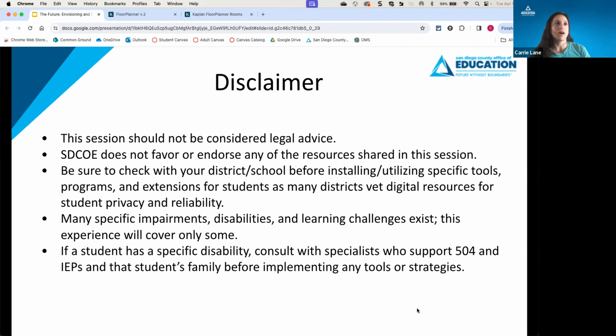And I always like to leave up this disclaimer, and this session won't apply as much, but what we share today and think about is not legal advice. And if we share any resources or tools, we recommend that you make sure that you are following your district's policy for vetting resources for privacy and reliability, and also know that there are so many resources and tools out there. There are many to explore. We're just presenting some. And if a student has a specific disability, it's always best to support them by going through their specialists for 504s and IEPs, as well as talking to their family before implementing any tools and strategies.